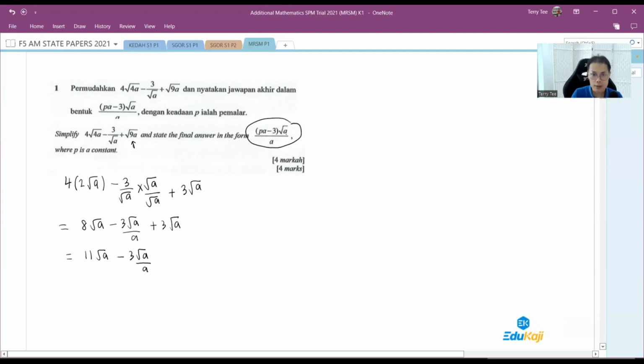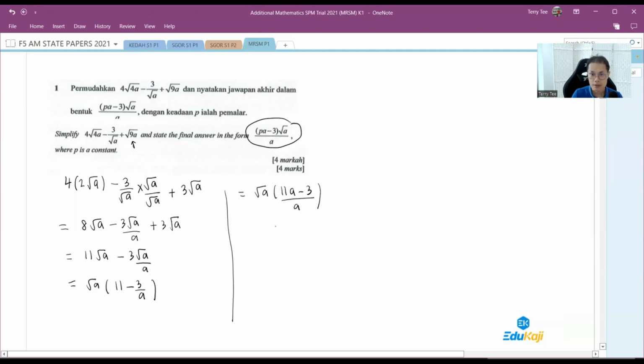Now notice that there is a square root a that we've taken out. So maybe we can factorize the square root a first, easier to see. This is 11 minus 3 over a. And also notice that we need to combine this as a single fraction. So let me continue here. I'm just going to multiply the 11 top and bottom with a. So it's 11a minus 3 over a.